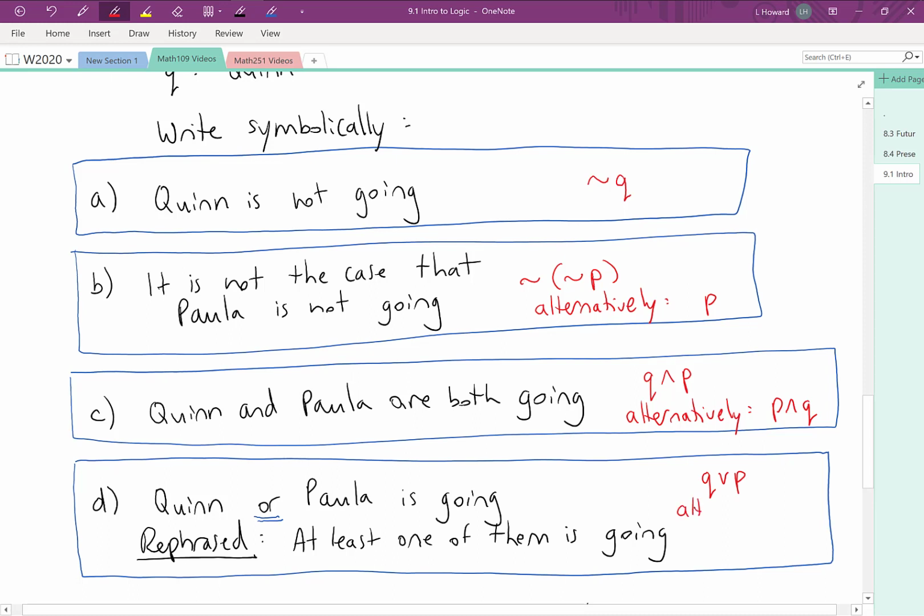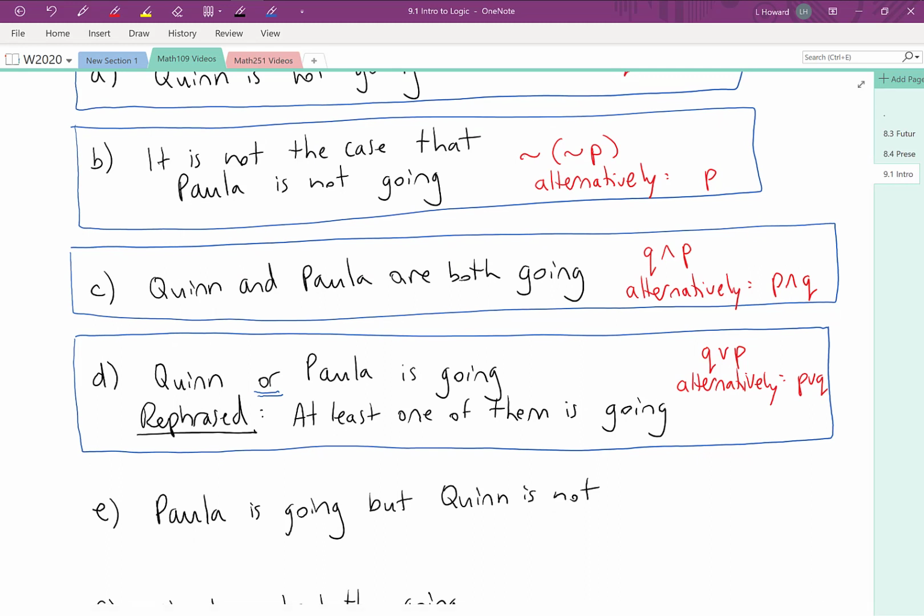Alternatively, another answer would be P or Q. So with the or operation, it doesn't matter which order you write those symbols in, Q or P is fine, P or Q is fine. They both capture the situation where at least one of these guys is going to the party. All right, part E.